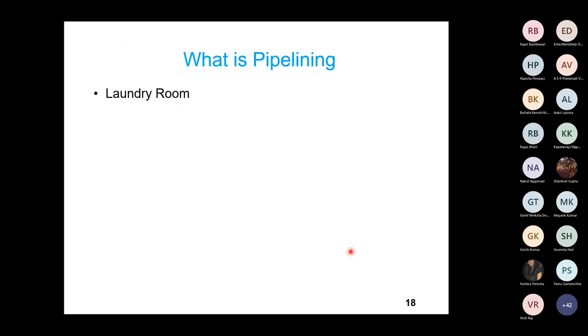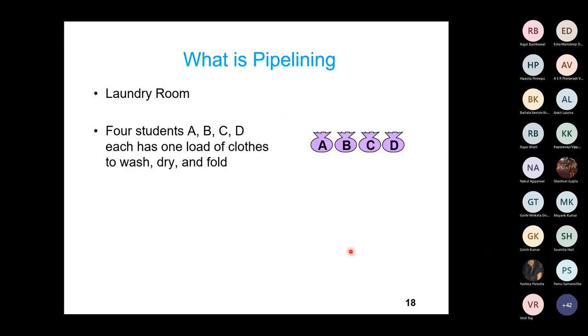Let me start with a very simple example. It's a laundry room example. Maybe in your IIT hostel, there is a laundry room in which you have a washer, a dryer, and a place where you can iron your clothes. So there are 3 resources you need: washing, then drying, and then folding or ironing. Suppose there are 4 students A, B, C, D, and they have their load of clothes to be washed, dried, and ironed.